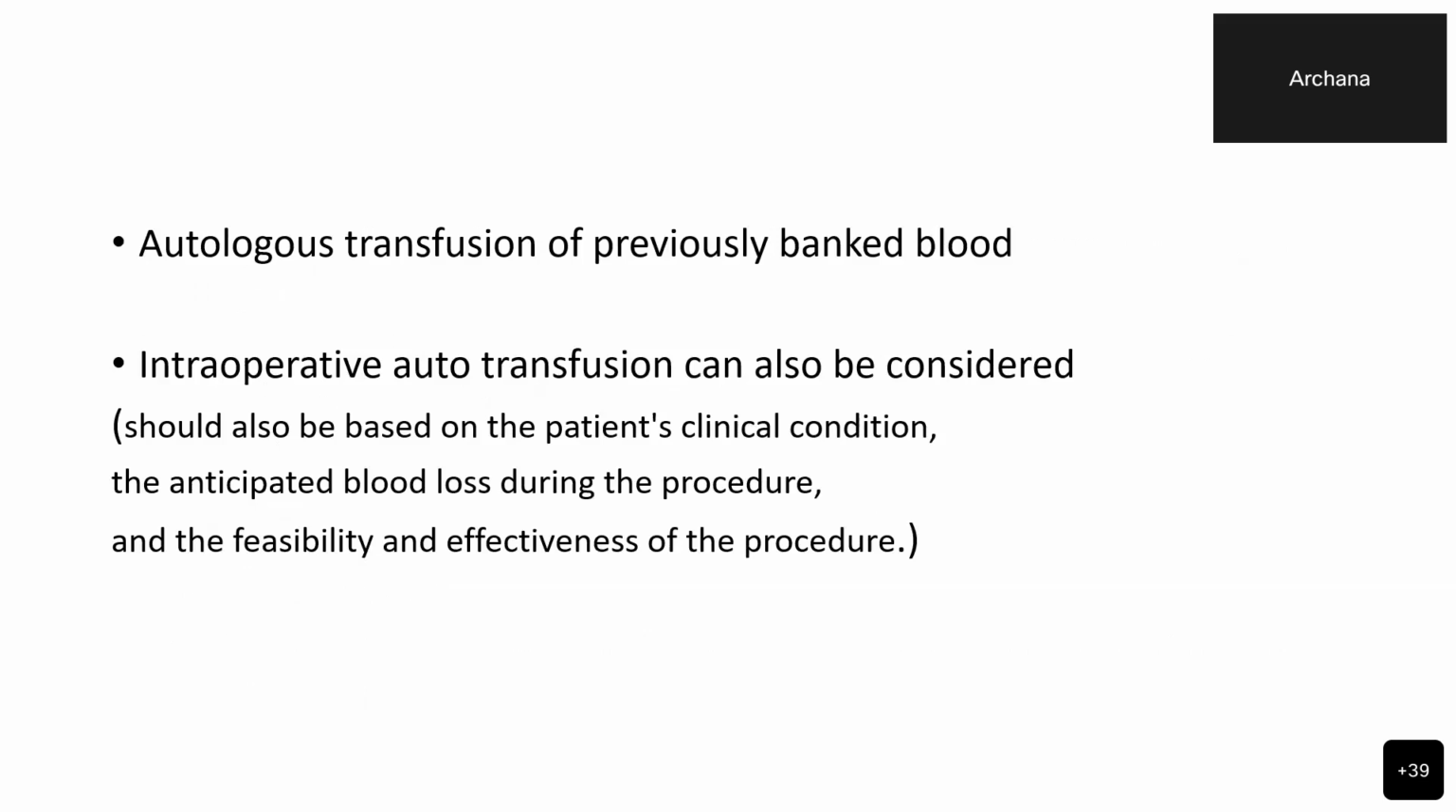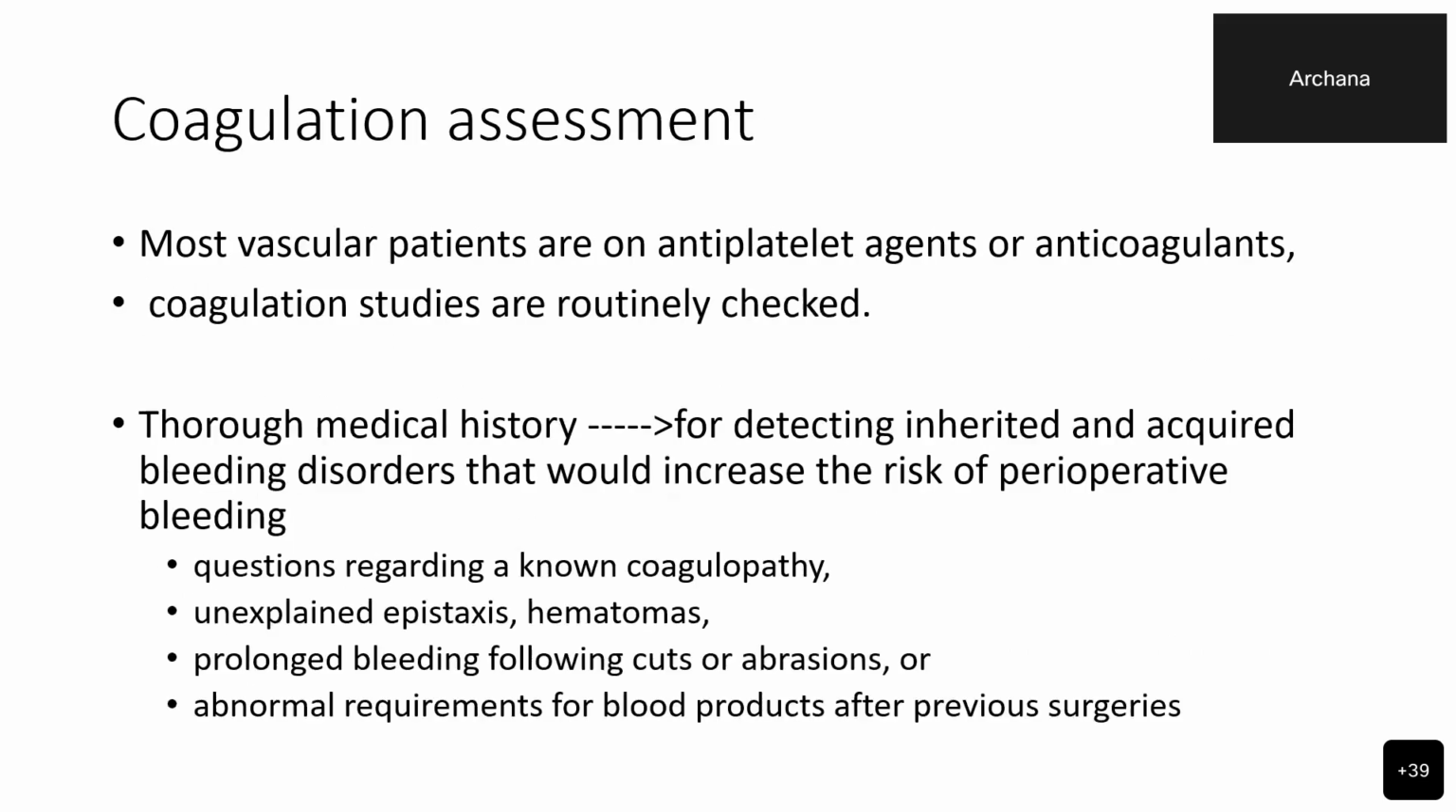Autologous transfusion of previously banked blood and intraoperative autotransfusion can also be considered, but it is based on the patient's condition, anticipated blood loss, or feasibility of this procedure. Coagulation assessment: most of our patients are on antiplatelets or anticoagulants, so it should be routinely checked. Thorough medical history detecting inherited or acquired bleeding disorders should be asked for. That would increase the risk of perioperative bleeding.